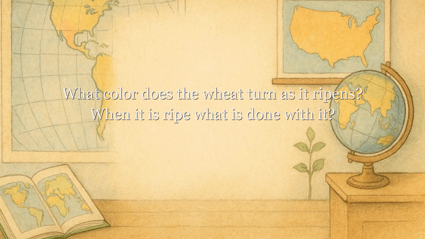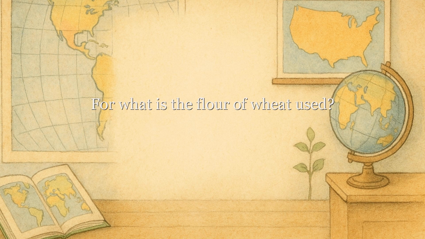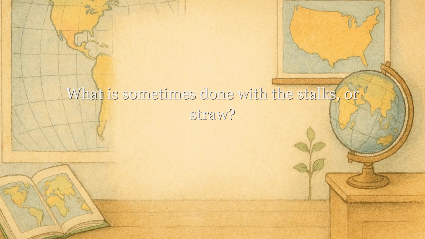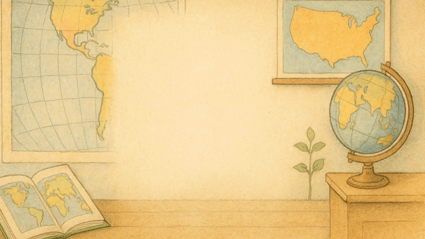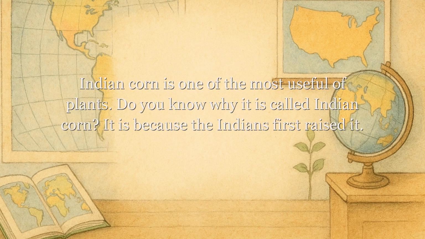What color does the wheat turn as it ripens? When it is ripe, what is done with it? For what is the flour of wheat used? What is sometimes done with the stalks or straw? Indian corn is one of the most useful of plants. Do you know why it is called Indian corn? It is because the Indians first raised it.